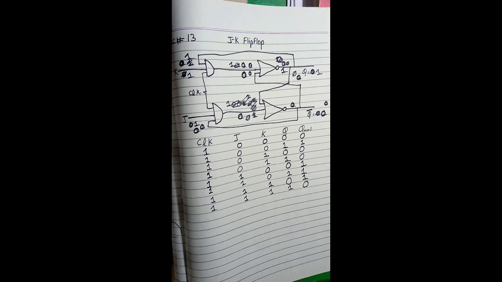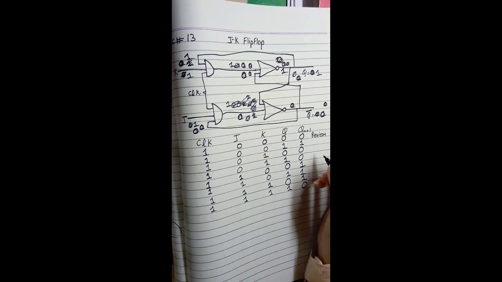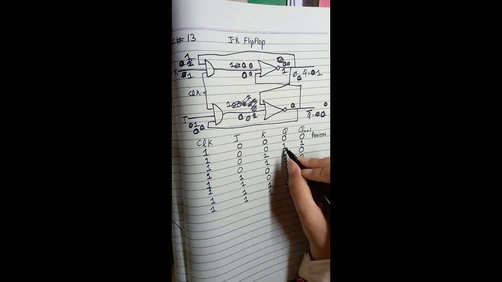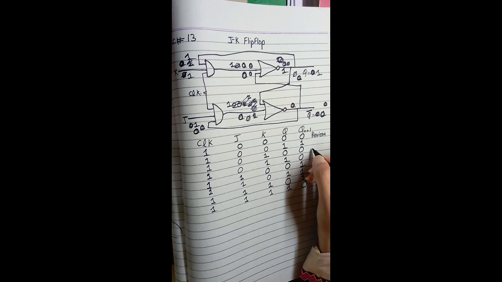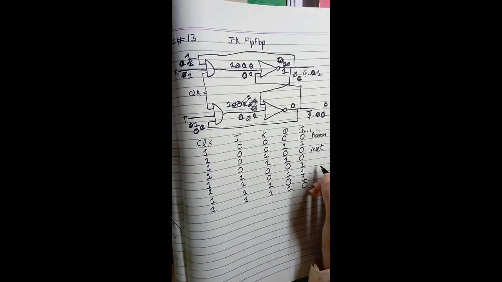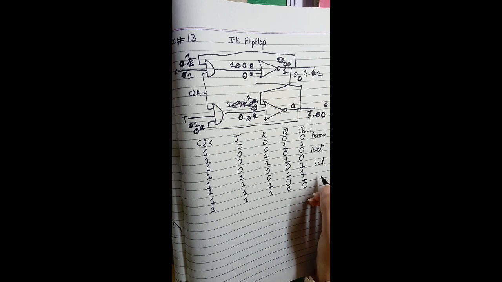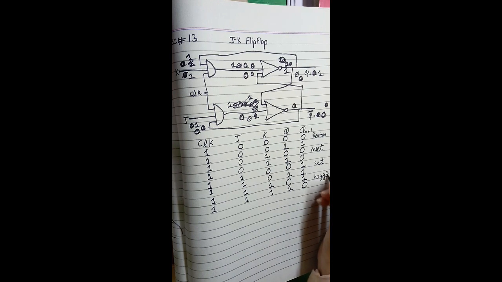So now we will name these states. The first one we call the previous state. The next one 0 and 1. When we have Q n 0 and Q n plus 1 0, this is our reset state. This is our set state. And when we have 0 and 1 and 1 and 0, these are our toggle states.